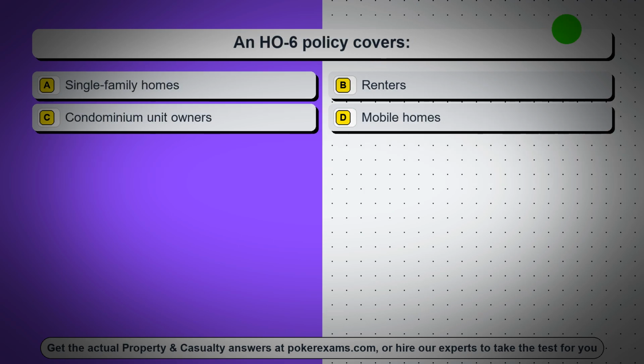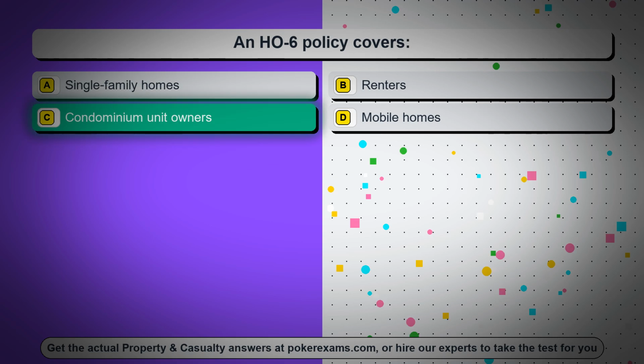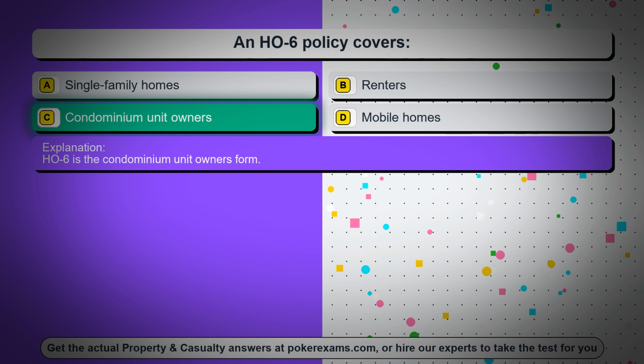Question 67. An HO6 policy covers: Option A, single-family homes. Option B, renters. Option C, condominium unit owners. Option D, mobile homes. The correct answer is option C, condominium unit owners. HO6 is the condominium unit owner's form.